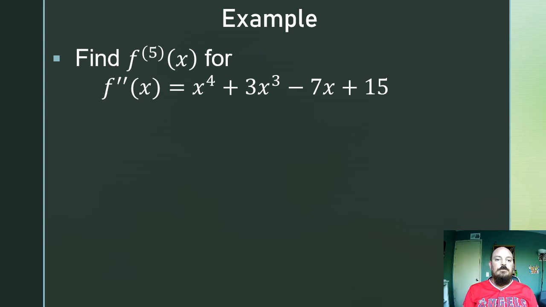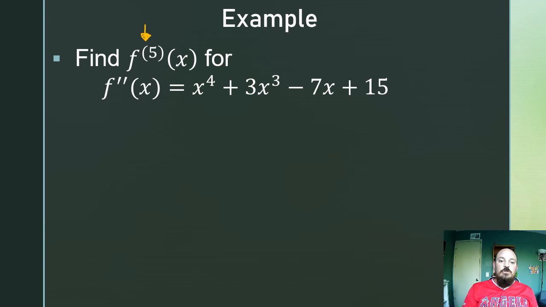There it is. Okay, so what I'm asking you to do, if you look here, is find the fifth derivative. But we don't have to take the derivative 5 times because I started you with the second derivative. I said f double prime of x equals, and then I gave you that function. So we're part of the way through the problem already.